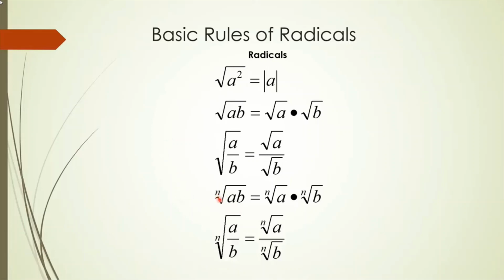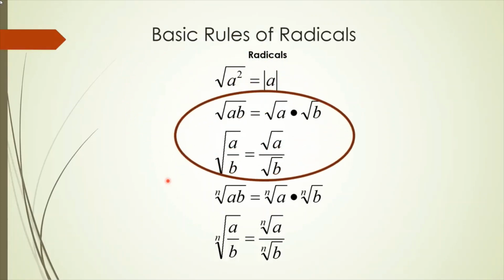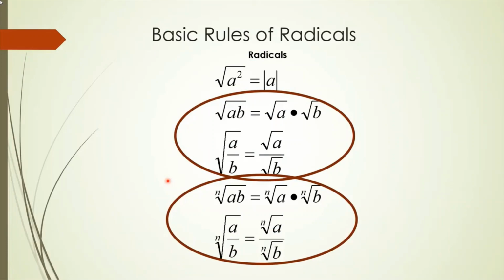Now, this n right here just means any number, so it could be a cube, it could be 3, it could be 4, it could be 5, it could be anything. This is more general. This is with square roots, so they're really just the same rules, and they are just like the quotient to power rule, or the product to power rule with the exponents.